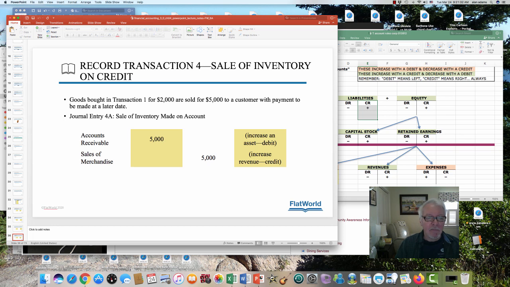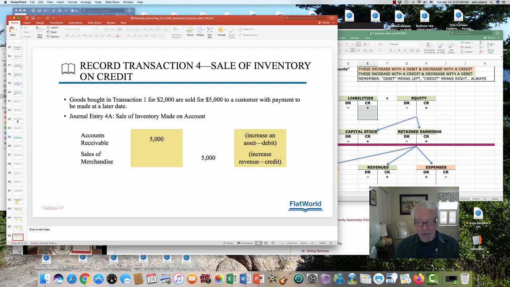All right. What's next? We sold inventory on credit. I told you we have to make 2 entries for this. Okay? This is the first entry. We bought the inventory for $2,000. Now we're selling it for $5,000. Remember that? The first entry we make is to record the sale. And it is being made on credit. So that's an account receivable. That's an asset. It goes up with a debit. Sales, that's a revenue account. That increases with a credit. Okay, don't take my word for it. Keep looking over at the little roadmap I gave you.